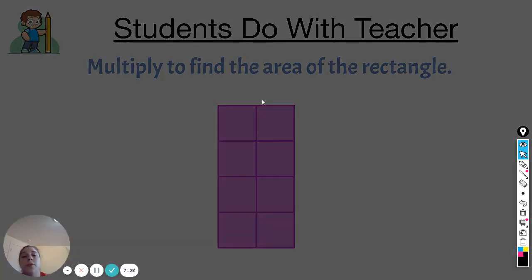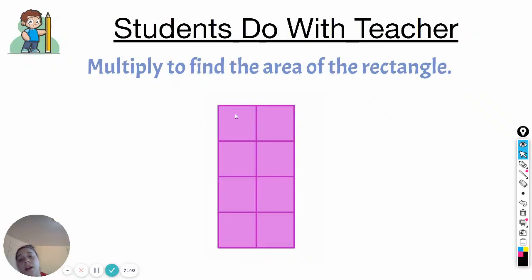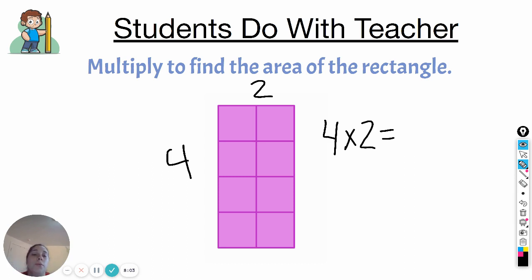Okay, so for this rectangle, on this side, there's 1, 2, 3, 4. So we're going to label that with a 4. And on the top, there's 1, 2. So that's like having 4 rows of 2. So our multiplication equation that we're solving is 4 times 2, or 4 rows of 2. Go ahead and message me that answer in GoGuardian.